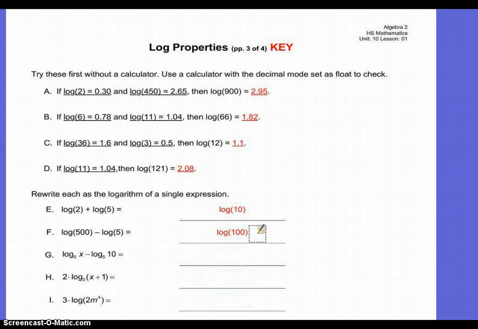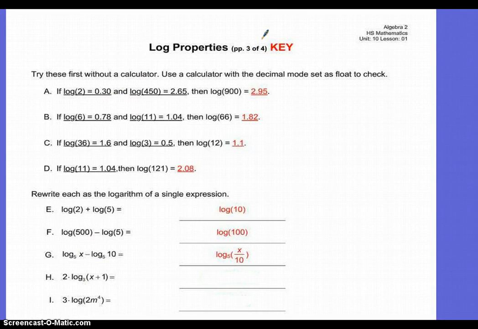So looking at example G, if I have log base 5 of x minus log base 5 of 10, what can I do to combine those? Take a moment and really think about this one. Because I'm subtracting, I'm dividing. So it's really x divided by 10. Now what's going to happen with h? Where is the 2 going to go?